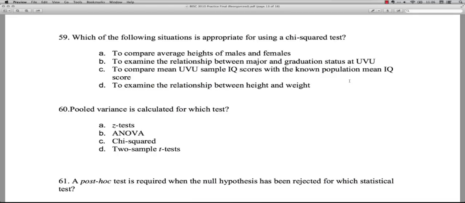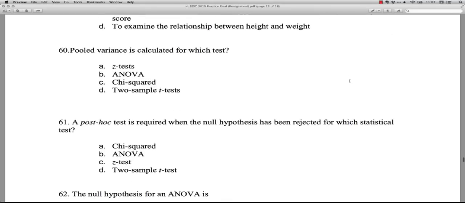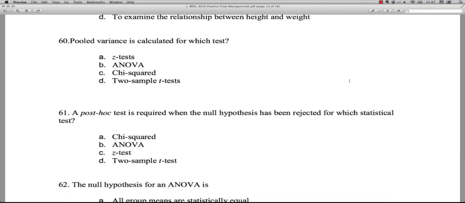But let's just look. C says to compare mean UVU sample IQ scores with the known population mean IQ score. Well, that would be a Z test, where you're comparing one sample mean to a population mean. And then D, to examine the relationship between height and weight. You'd want to use regression and correlation for that. So anyhow, the answer is B, because you're looking at the relationship between two categorical variables, nominal variables in this case.